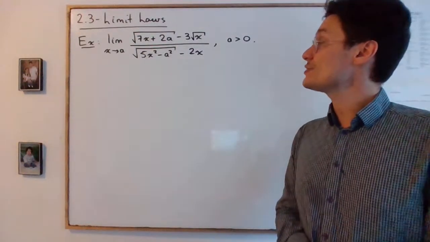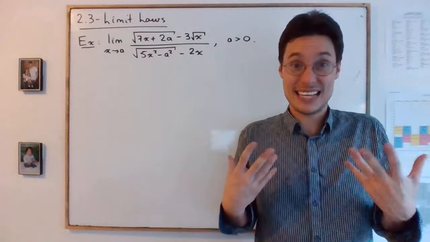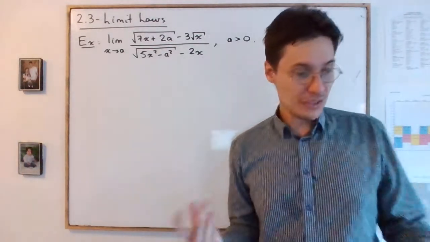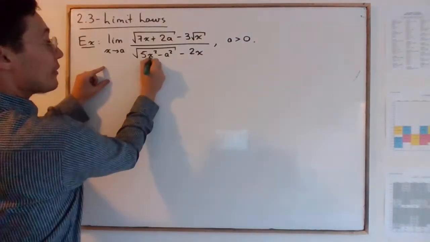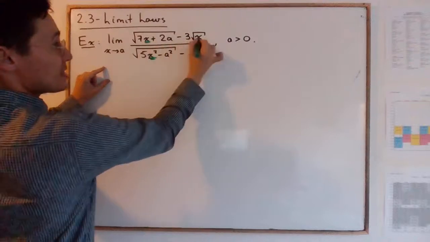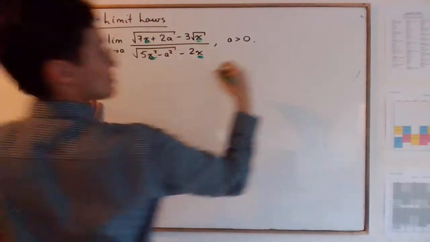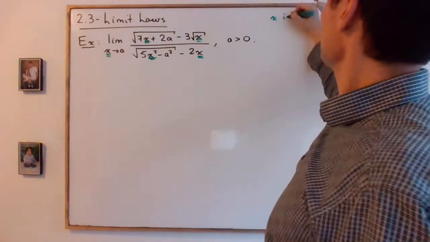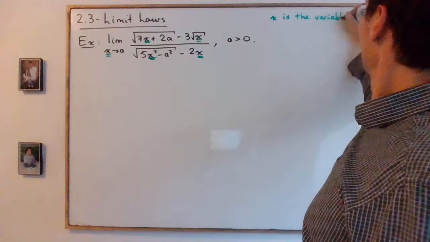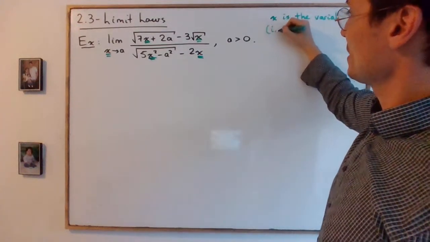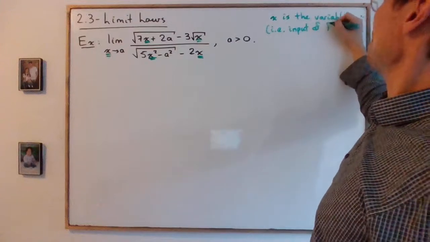So first thing that you need to see is that there's two letters, right? There's x and there's a. What you need to see here is that x is the variable of the problem. In other words, it is the variable of the function. What I mean by this is that it's the input of f of x.